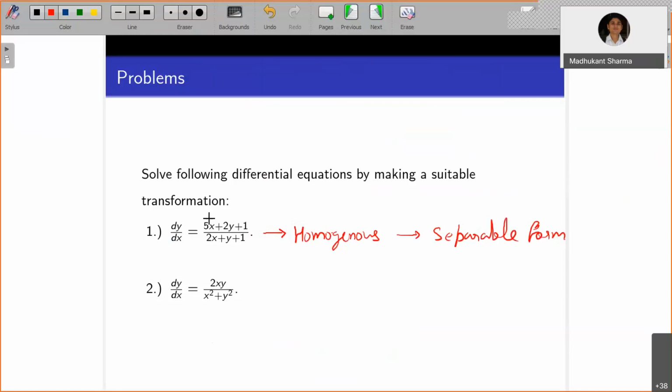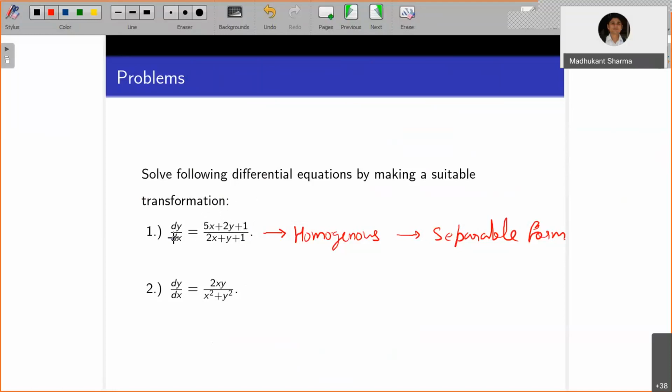You have to transform it to homogeneous form, and then transform it to a separable form. That can certainly be shown: 5 by 2 is not equal to 2 by 1. Whenever you are comparing the coefficients, a1 by a2 and b1 by b2, we mean the ratio of coefficients of x and the ratio of coefficients of y, whether they are in the same pattern. Let's say 5x plus 2y plus 1. Here the ratio a1 by a2 is 5 by 2, b1 by b2 is 2 by 1, and c1 by c2 is 1 by 1. These are the coefficients of x, of y, and of the constant term. That you should be clear about.